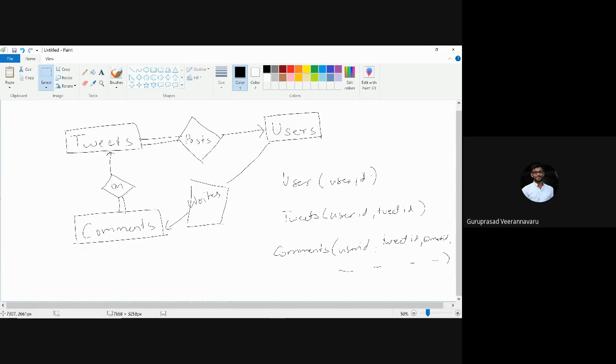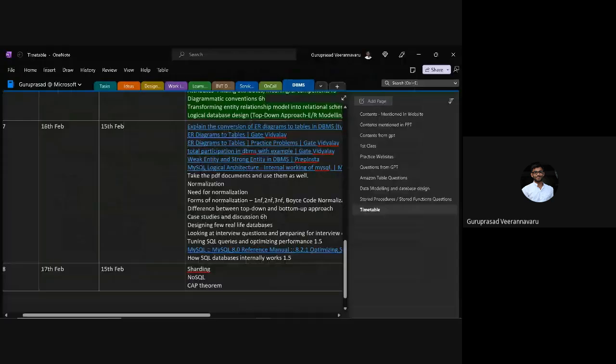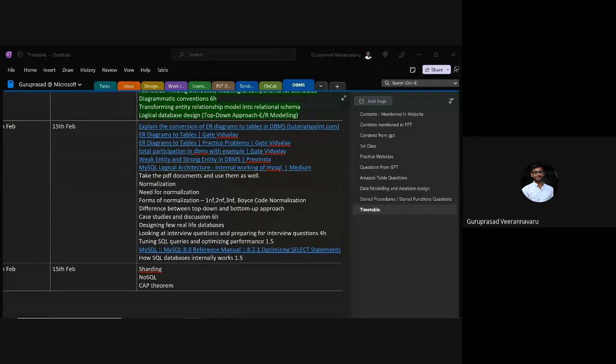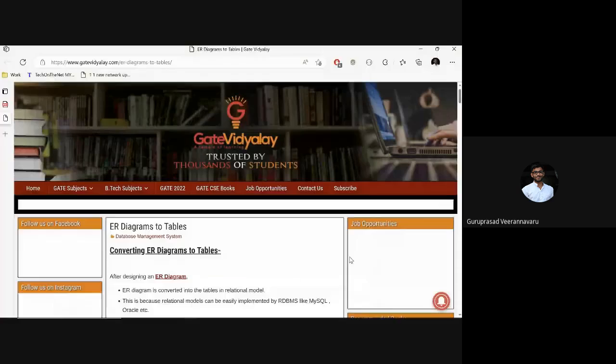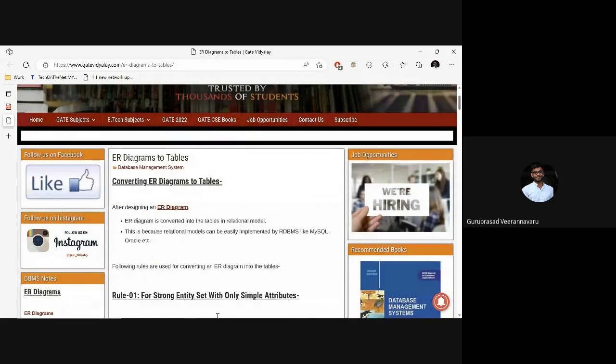I've not prepared any slides, but I came across a very good article which says how we can convert an ER diagram into a table. I'll share that with you and we can go through it together. There are a few steps involved when you're doing the conversion from an ER diagram to a table. We'll go through all the steps.